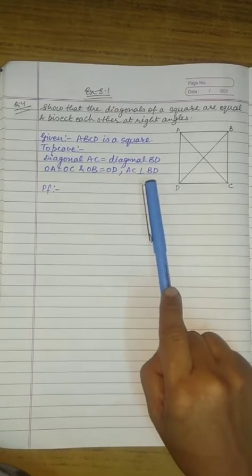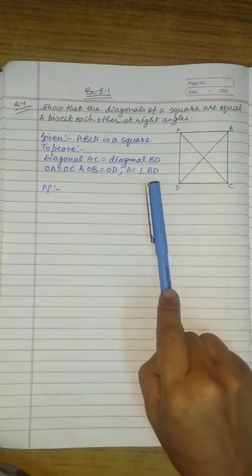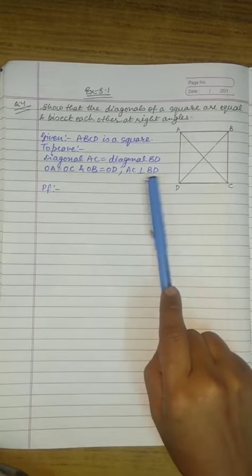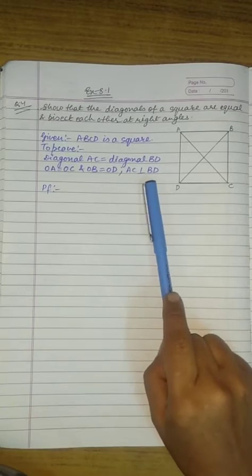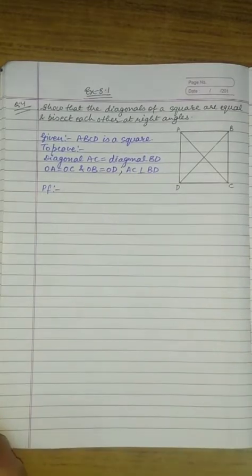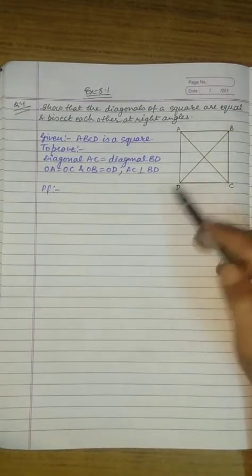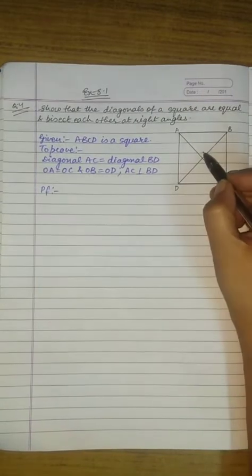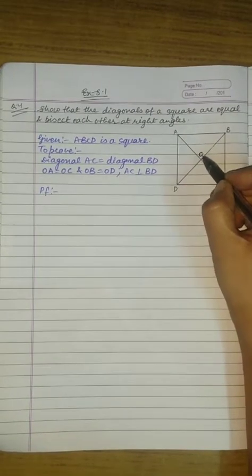Then we have to prove that both the diagonals are perpendicular to each other, meaning they bisect each other at right angles. So we have this square ABCD, diagonal AC and diagonal BD, they are intersecting at point O, not bisecting, that we have to prove. So let's start the proof.